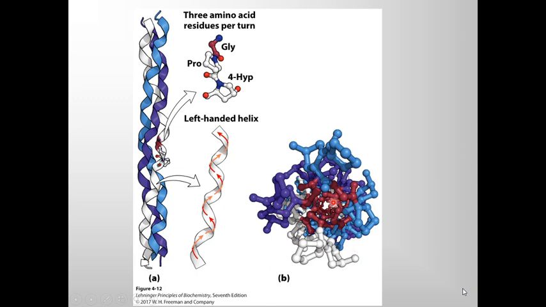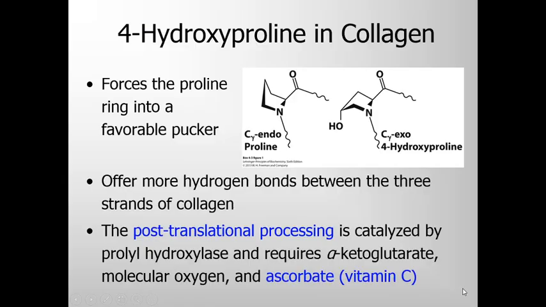In addition, it also tells you there's very little room for van der Waals radii. That means that they're very closely packed. The 4-hydroxyproline residue in collagen is structurally different from proline because it forces the proline ring from a C-endo conformation to a C-exo conformation. When you add the hydroxy, the endo conformation changes to an exo conformation. The advantage is that it offers more hydrogen bonds between the three strands of collagen.